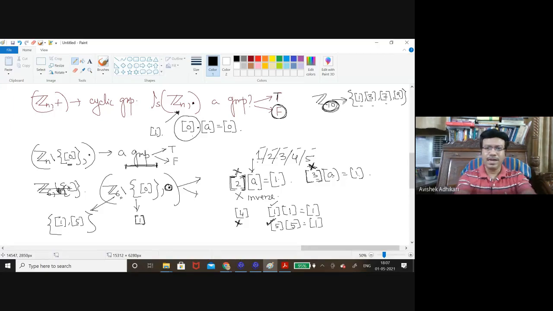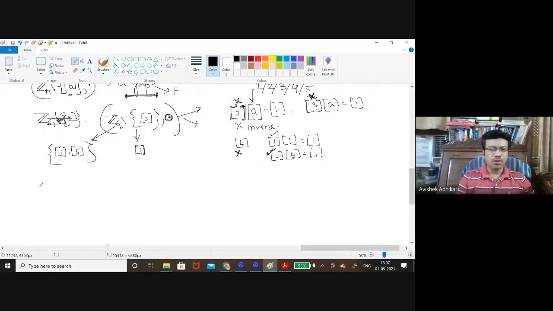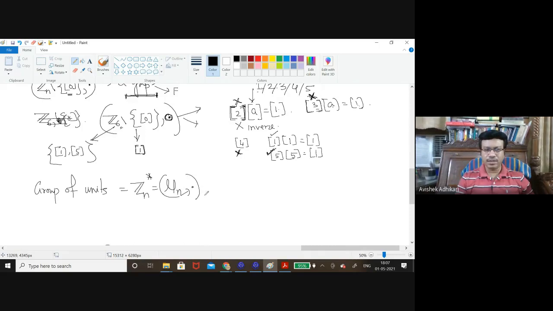Okay, and that group is also very important. We call it the group of units, and that is denoted by Zn star, or somebody denotes it by Un, with respect to multiplication. So if I ask you the question, what would be the cardinality of Zn star? Quickly tell me. Just now I have given you.